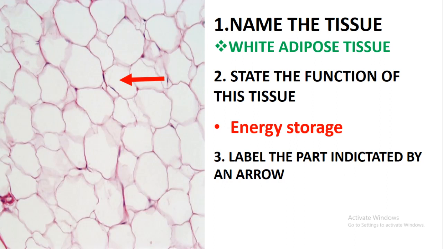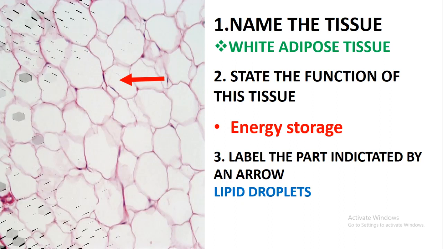Label the part indicated by an arrow. In this case, it is just the lipid droplets. In some books, they will say the fatty droplets or adipose droplets. Let's quickly move on and look at the next slide.